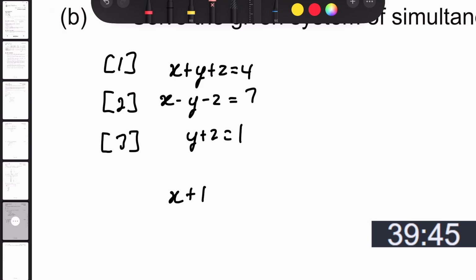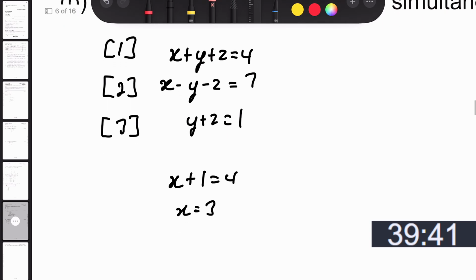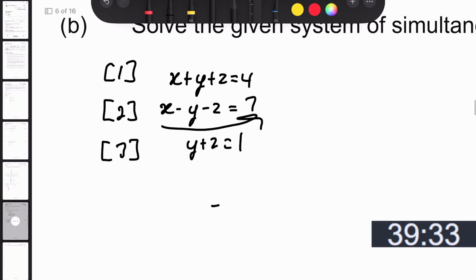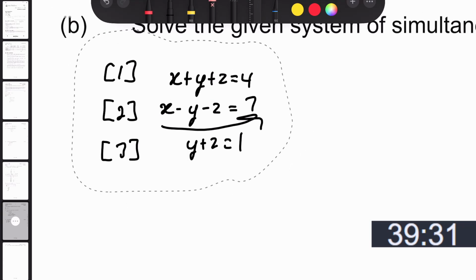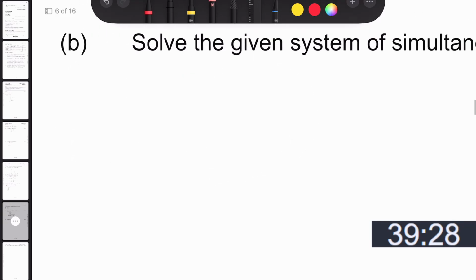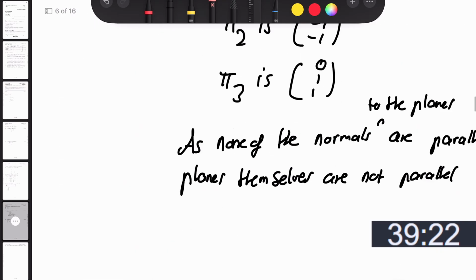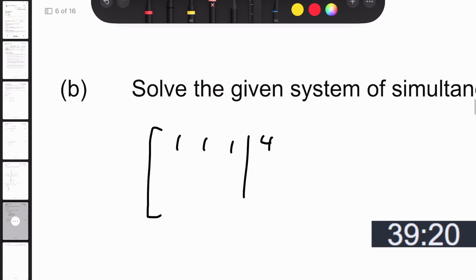Say x plus 1 equals 4, so then x here equals 3. If x there equals 3, okay, I think I will have to do this with some augmented matrix. So let's go: 1, 1, 1, 4; 1, negative 1, negative 1, 7; 0, 1, 1, 1.